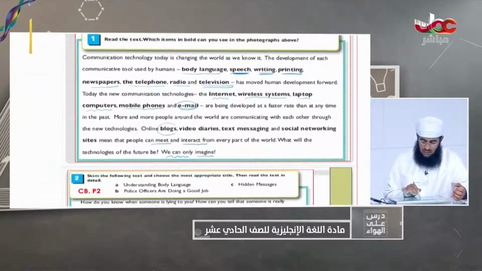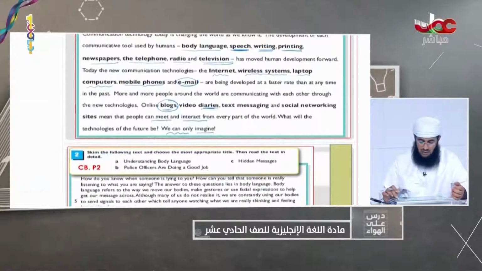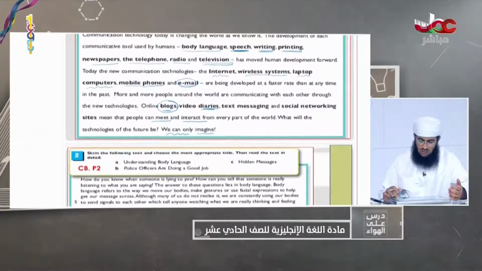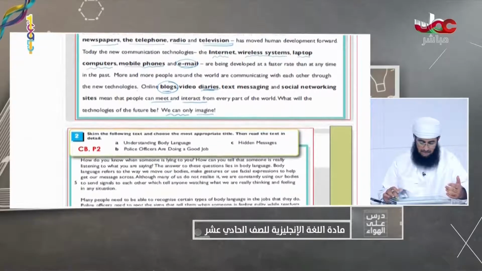The new vocabulary items, which I have mentioned before, are related to blogs or blog, the singular, video diaries, text messaging, social networking, and so on. I think you have an idea about it. You need to take care of this vocabulary. Write it down because you are going to face it later on in this unit or in the whole theme, because all of these vocabulary items are related to the word communication.